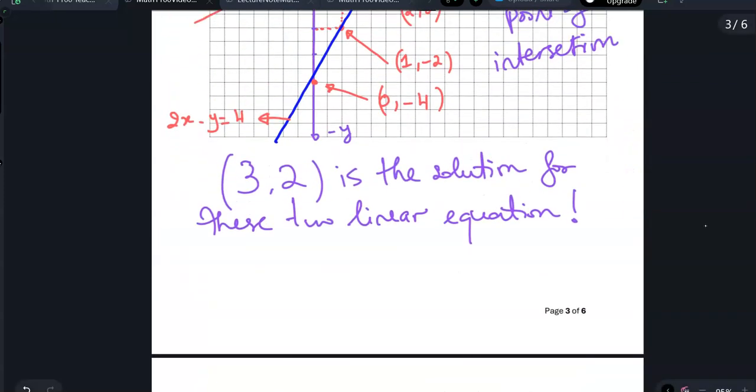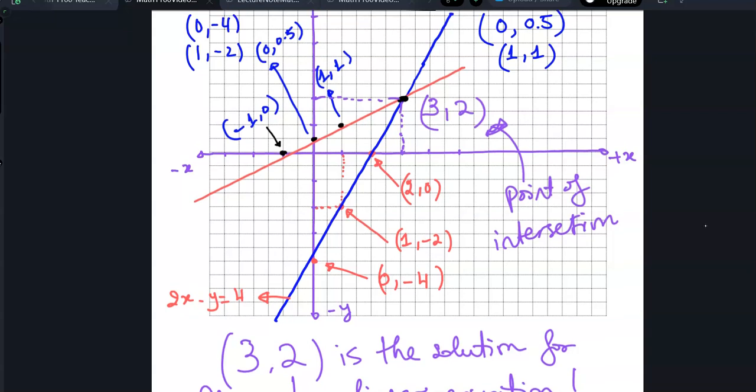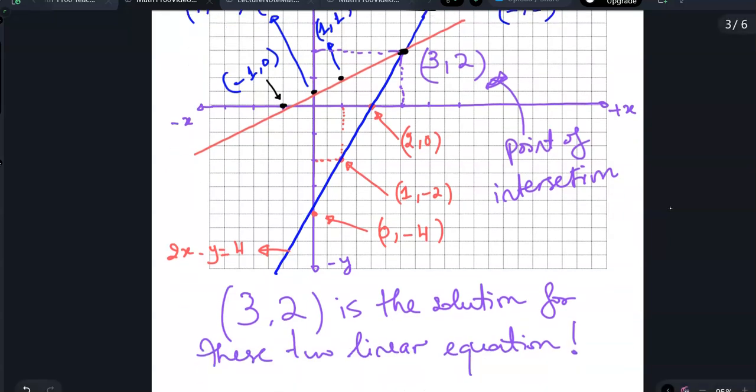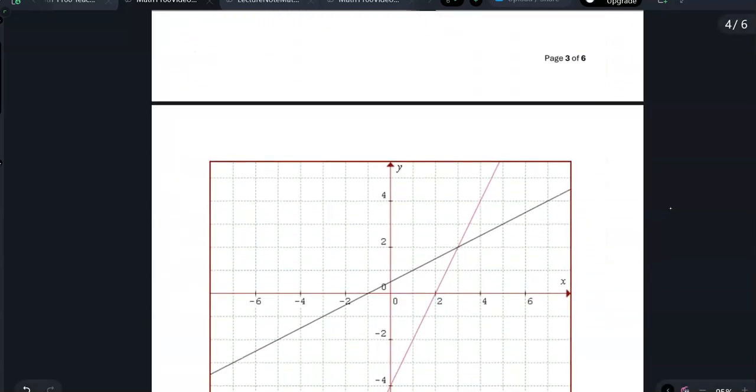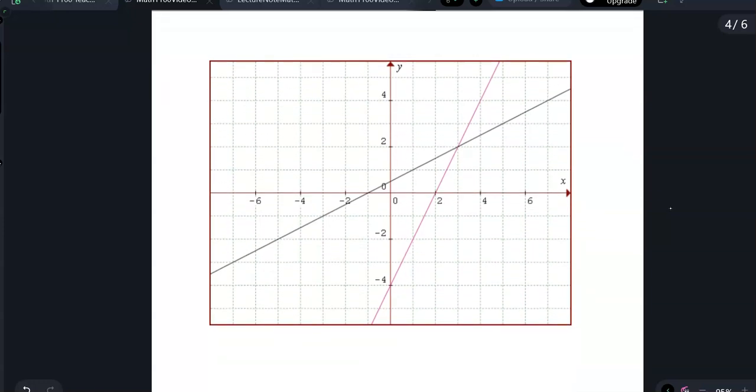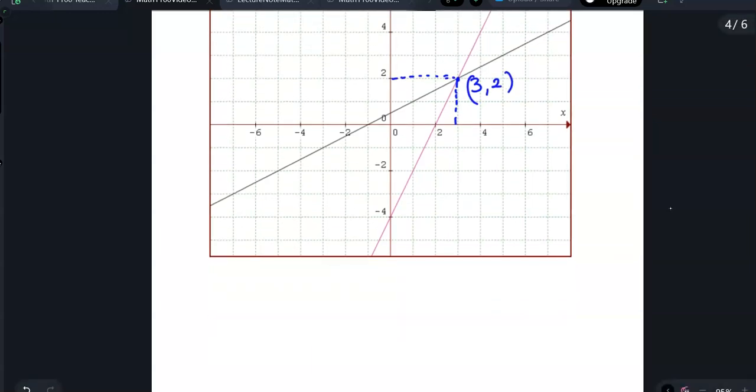Okay, so because what we did was we did it by hand, and then sometimes it's off a little tiny bit. But if I sketch it using software, so here's what I have. See here? So this is my 3, and this is my 2. Okay, 3 and 2 are the solution for this graph.